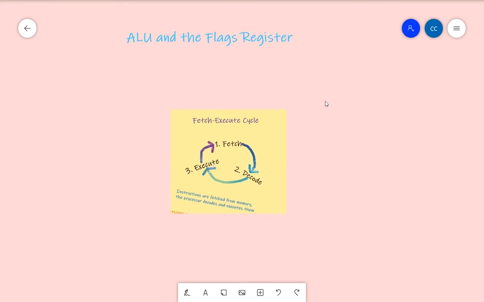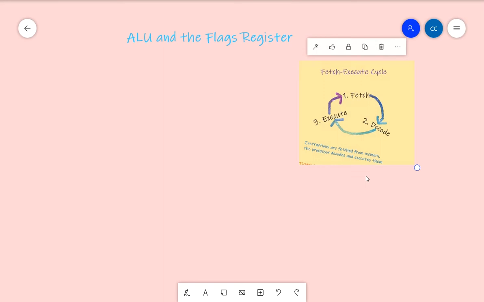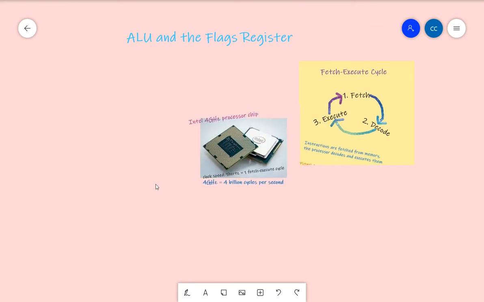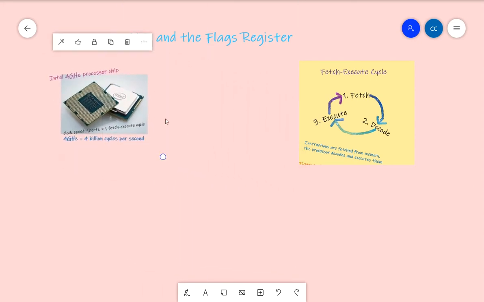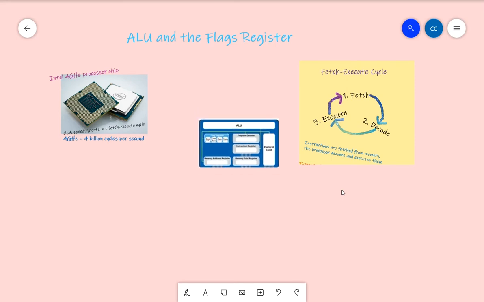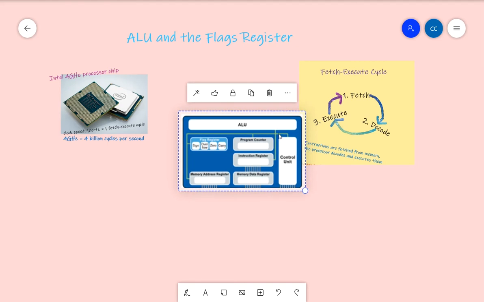A computer system needs some way to keep track of the processing that is currently taking place in the processor. Remember, a 4 GHz processor can execute roughly 4 billion fetch execute cycles per second. The processor has a flags register for this purpose. The flags register is a 16-bit register in the CPU.